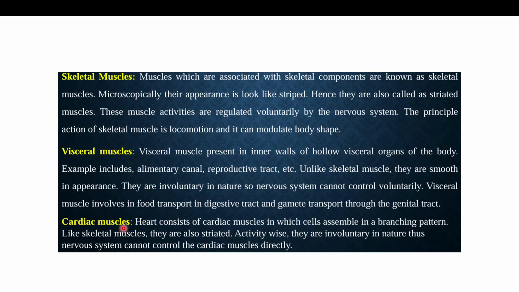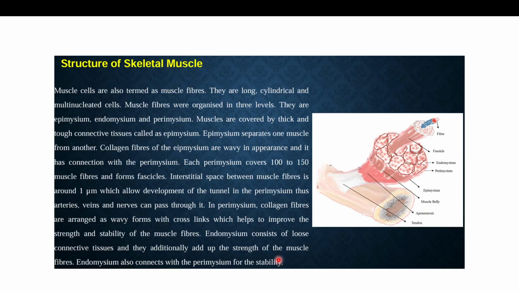Then there are cardiac muscles also, where the cells assemble in a branching pattern. So, in general, visceral muscles do not have any branches, whereas cardiac muscles are heavily branched. And like skeletal muscles, they also have stripes. They are also striated. However, unlike skeletal muscles, cardiac muscles are involuntary, and the nervous system cannot control the cardiac muscles directly. If we look at the figure here, when we talk about the structure of the skeletal muscle, this one here, this part here.